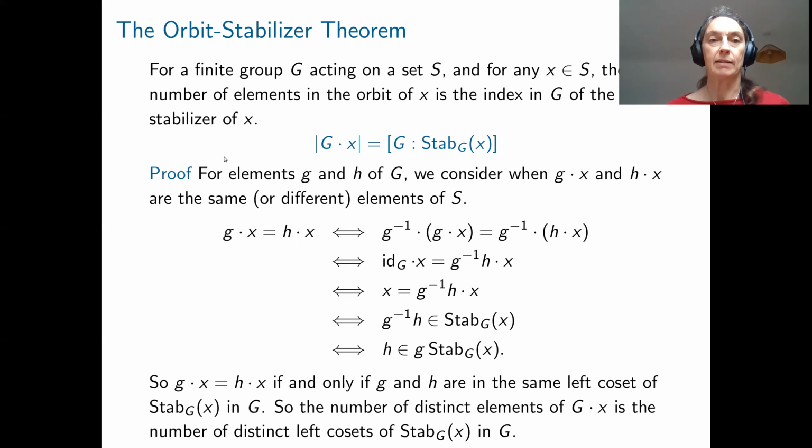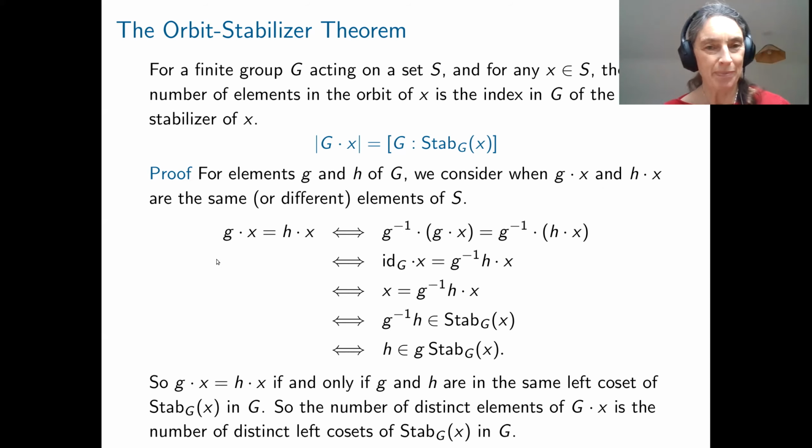Okay, so this theorem says the number of distinct elements I can reach by hitting X with elements of G is the number of distinct cosets of its stabilizer in the group G. How are we going to prove this? Well, we want to think about distinct elements we can get by hitting X with elements from our group under this action. So for elements G and H of our group, we're starting with an element X of our set. Basically, we want to know how many different things are in the orbit of X. So we should ask ourselves, if we take two elements of G and hit X with both of them, can we figure out when the results of those two things are distinct, or when they're the same, which is the same question. Okay, so we're going to think about when G applied to X and H applied to X give us different elements of S, or the same element of S.